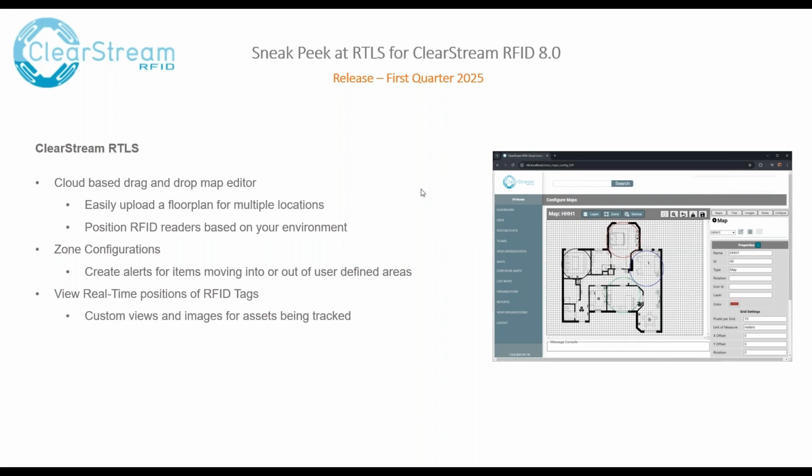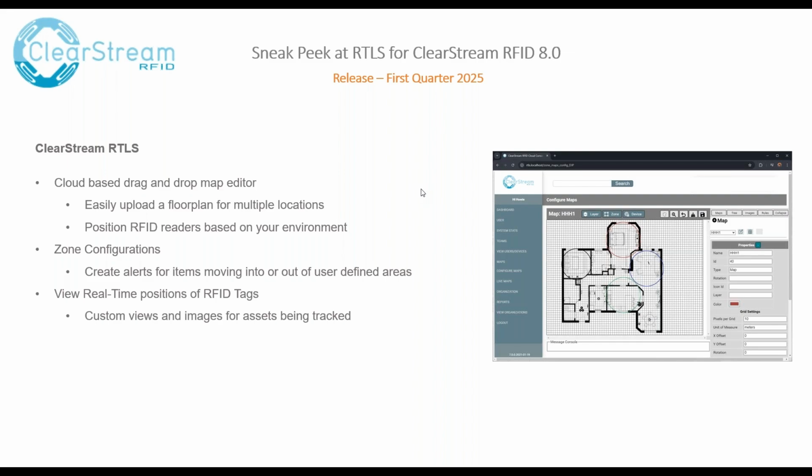And RTLS is real-time locationing service or system, where it's giving you locations of items really by X, Y in an environment. So if you have RFID readers outfitted across a facility, you can see where the tags below it are on top of a map. So you can get that XY positioning of RFID tags in the environment.